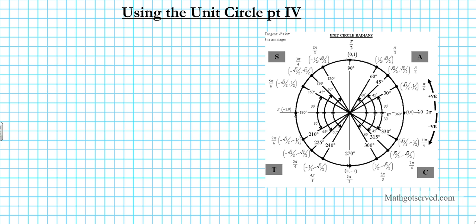Good day, students. On this clip, we're going to be going over how to use the unit circle. This is part 4 of the series on using the unit circle. Let's go ahead and write down the instruction for the two problems we're going to be doing.